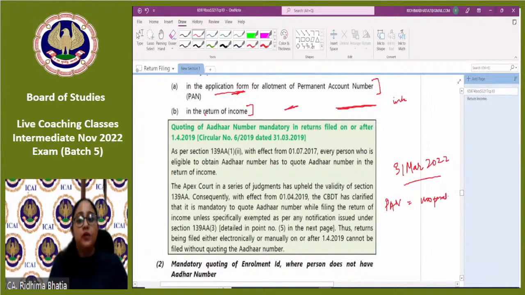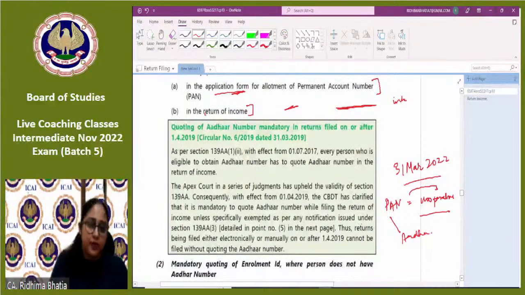Now, what does inoperative mean? That means you did not have a PAN in the first place. Even if you had a PAN, but you did not link your Aadhaar with PAN, it will become inoperative. So, ma'am, how will it become operative? The moment you link your PAN with Aadhaar, the PAN will automatically become operative. So if you do not link your PAN with Aadhaar, your PAN becomes inoperative. That means it is as if you have no PAN. But the moment you link your Aadhaar with PAN, it will become operative.